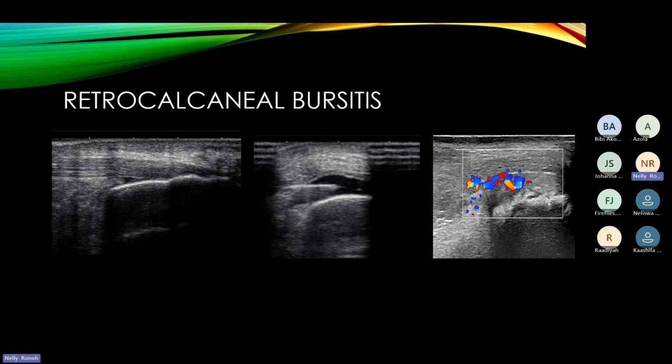And just as I said, if you're not sure if there is hypervascularity, you have to compare with the other one, the normal one. Put the probe at the same level. Just confirm with the other one if they look alike, and put your color on so that you can tell when there is inflammation.